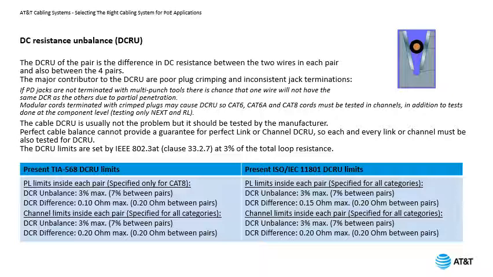The channel limits inside each pair, specified for all categories, should be 3% maximum as well, and the DC resistance difference is 0.20 ohm maximum for the channel. In the channel, we are expecting more DC resistance imbalance because of the modular cords that are terminated or use crimped plugs.